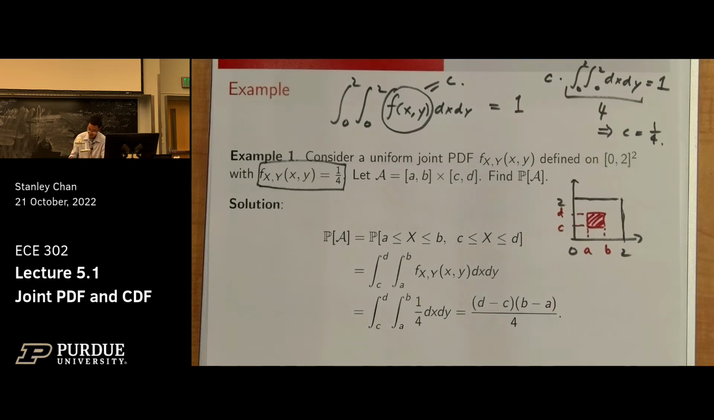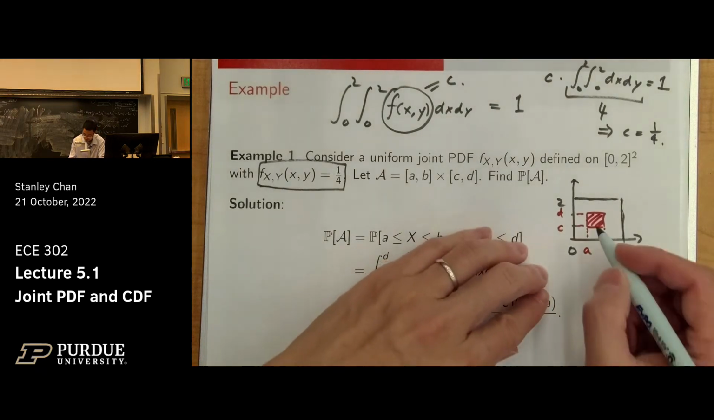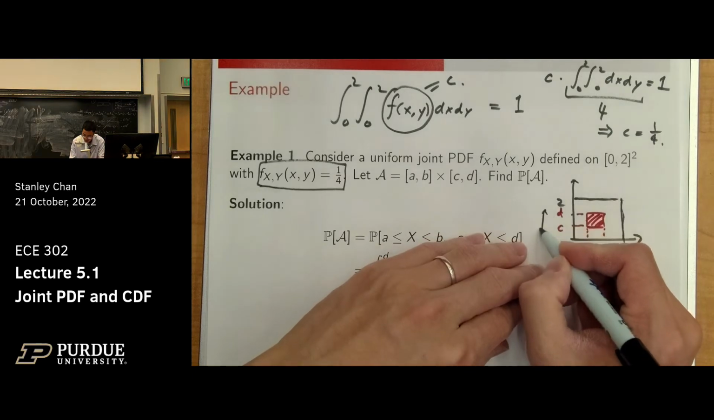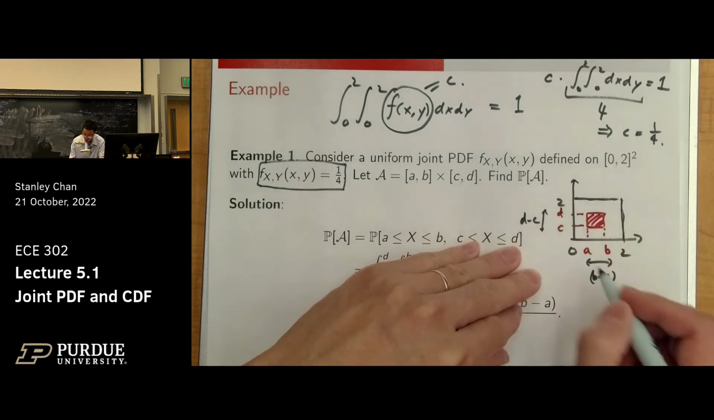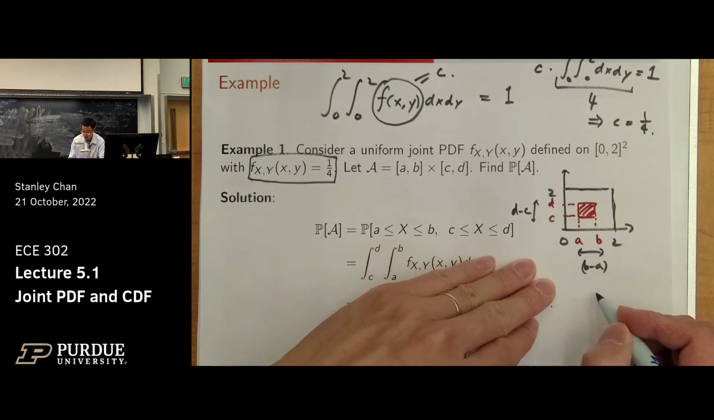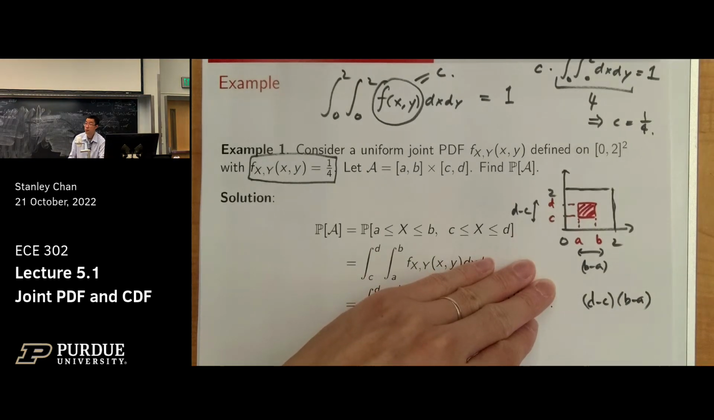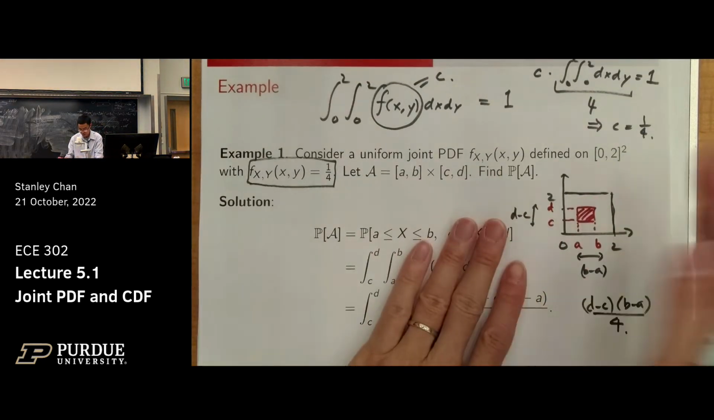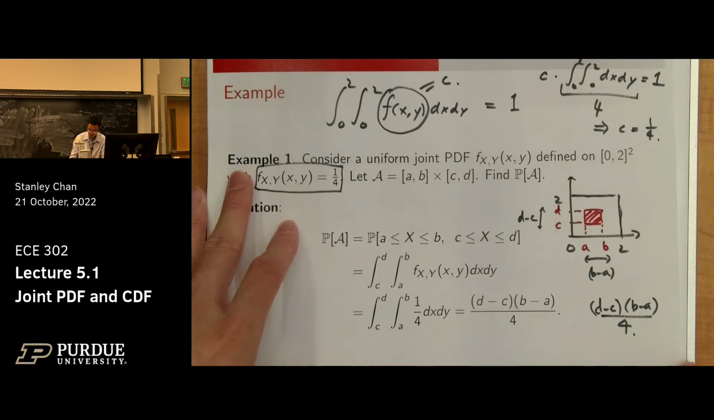What is it? Well, without doing all this calculation, we know that the width is B minus A, the height here is D minus C, and so the area under the curve will be the height times the width, not done yet, divide by 4. Okay? So by just looking at this diagram, I think we can figure out the probability of this event A.